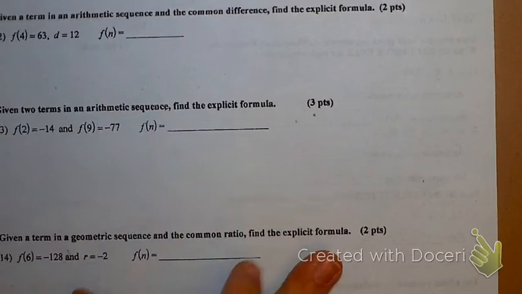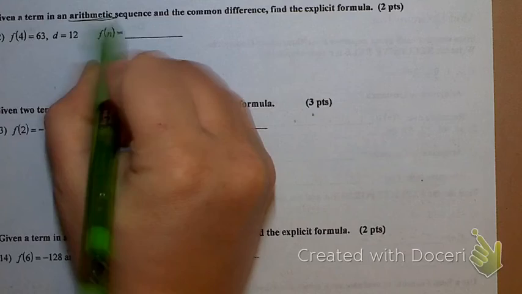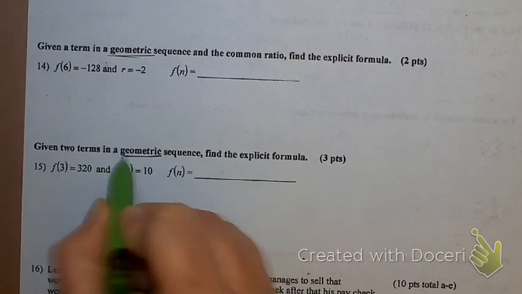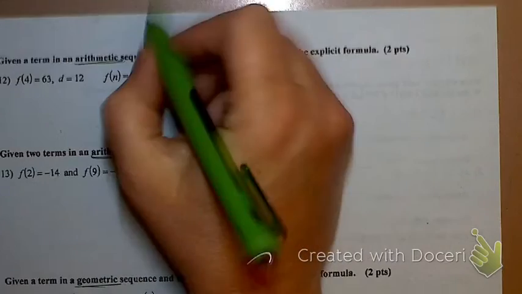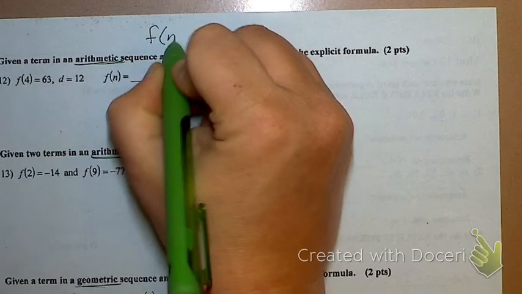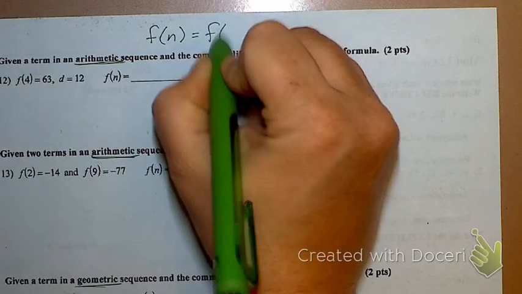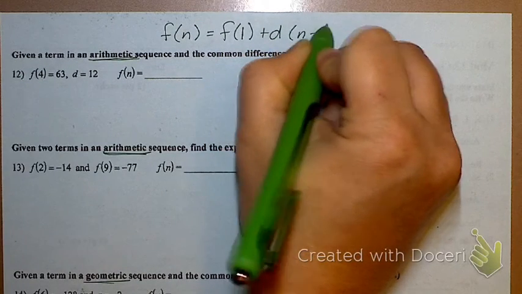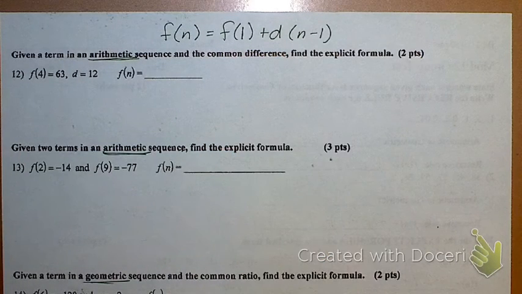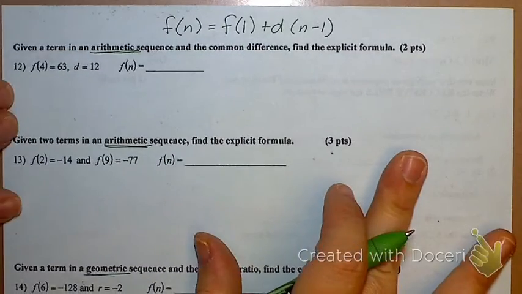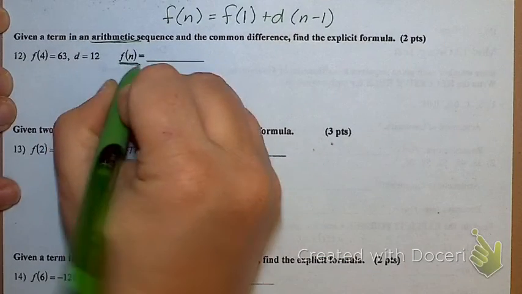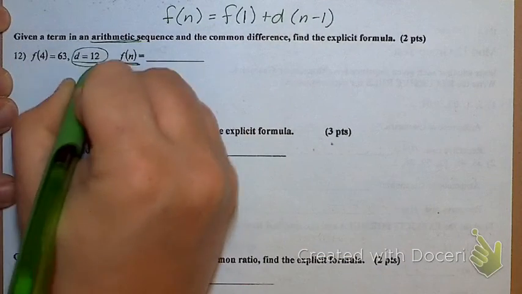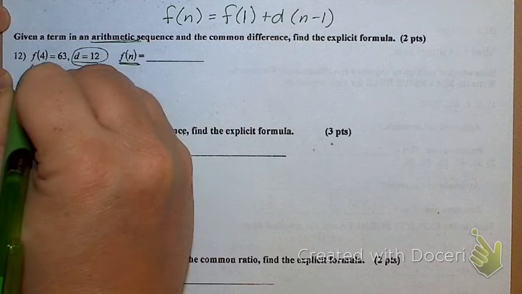Okay. All right, backside. We have arithmetic and arithmetic. Then we have geometric and we have geometric. So let's focus on arithmetic. Remember, f of n is equal to the first term plus your d value times n minus 1. Yes? That's arithmetic. So, if I need to find f of n here, they give me d, and they give me this right here.